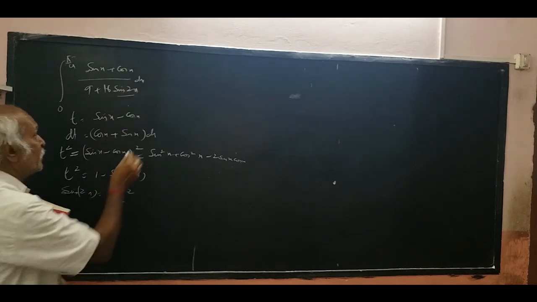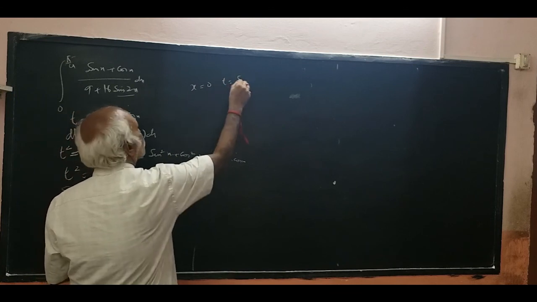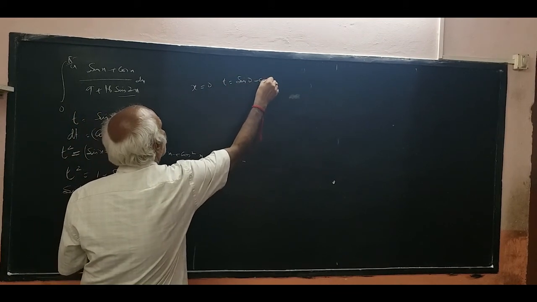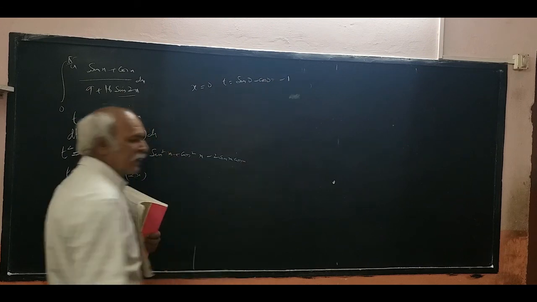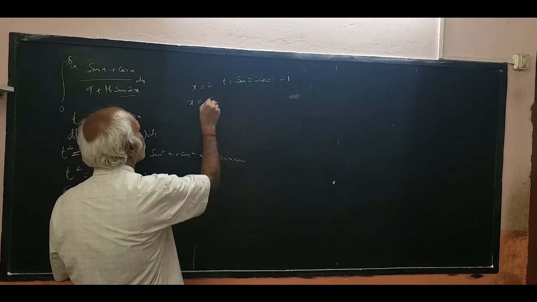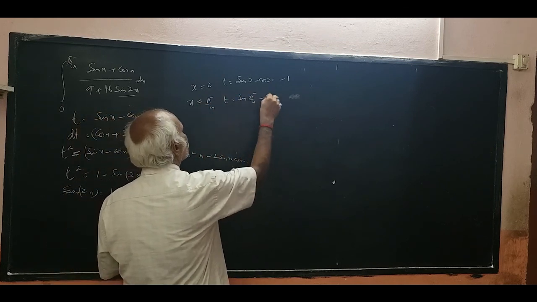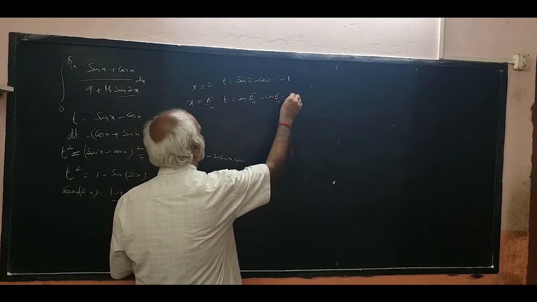Then we have to change the limits. When x is equal to 0, t is equal to sin 0 minus cos 0, which is minus 1, because sin 0 is 0 and cos 0 is 1. When x is equal to pi by 4, t is equal to sin pi by 4 minus cos pi by 4, which is 0.